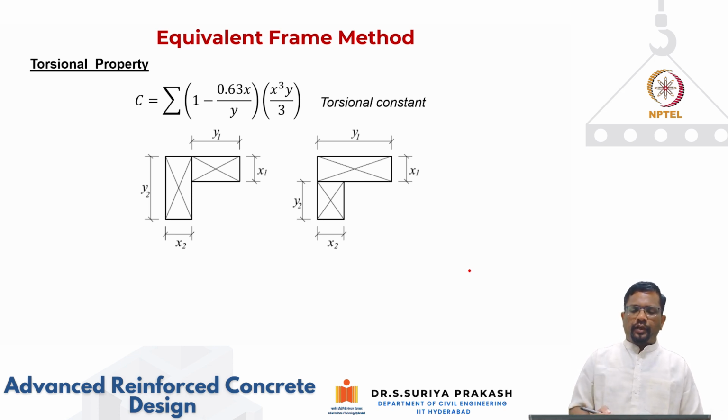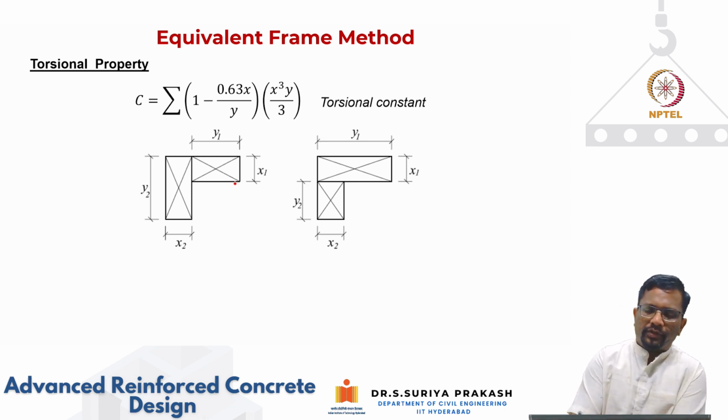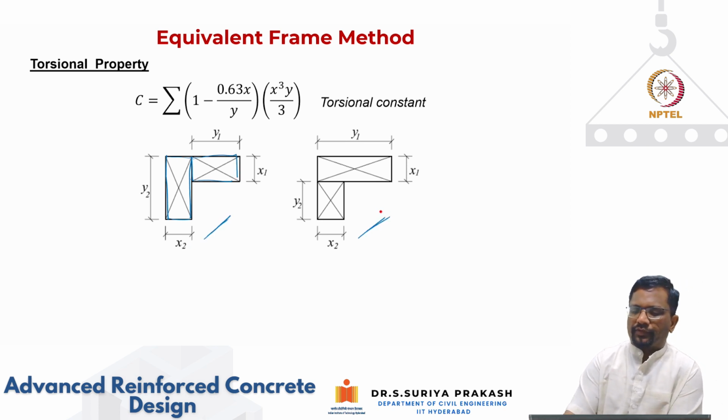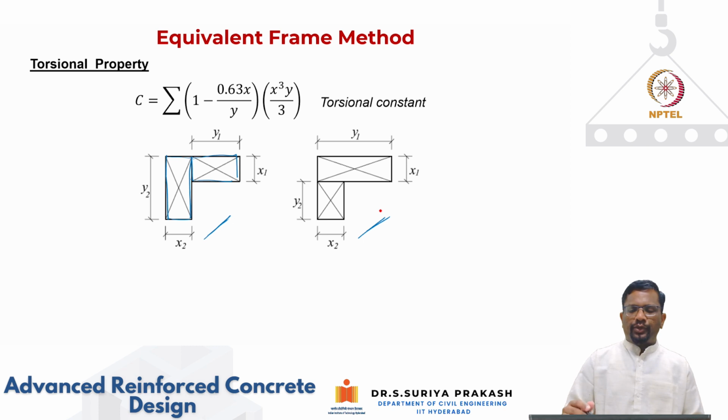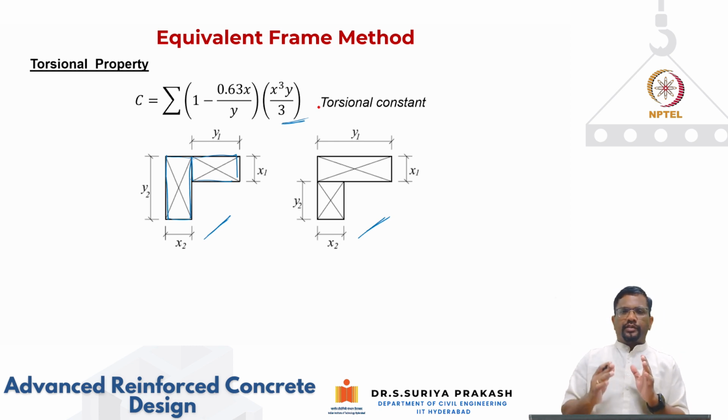So if you see here, the L shaped beam that is shown here can be discretized. What we have to do is discretize it into two rectangles like this. But I can discretize either this way or this way. Two ways I can discretize this L section. When you do this discretization, usually you need to get the maximum value for this C. So you discretize this L section in such a way, and you sum them all up.